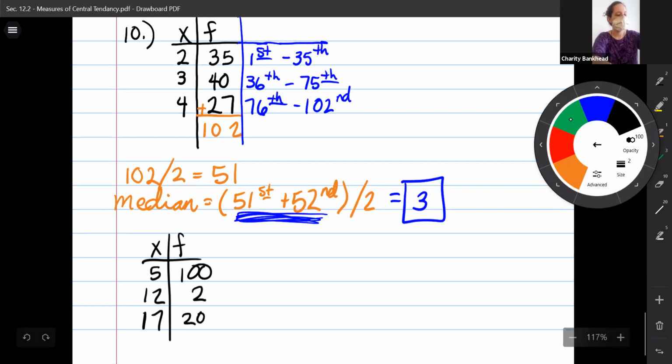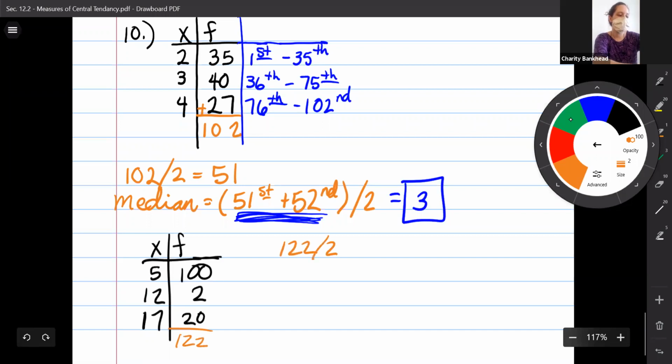Oh, I see what you mean. Okay, but that's just the frequency. That's saying I have 100 5s written out, right? So imagine you've got 100 5s written out, and then you have 2 12s, and then you have 20 17s on the end. So your middle number is going to be 5, because you've got 122 items on your list. If you added those up, that'd be 122.